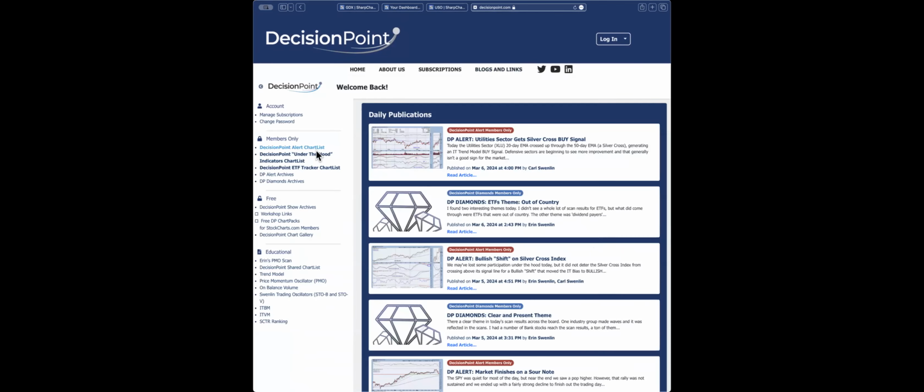You get access to all of our chart lists here. You also get access to your DP Alert, and there are your DP Diamonds. With Diamonds, I'll give you themes of things that are coming through on my scans, why I'm looking at certain things. I give you helpful hints on how to trade in my Diamonds newsletter. We also have a subscriber-only trading room on Fridays for Decision Point Diamond subscribers.